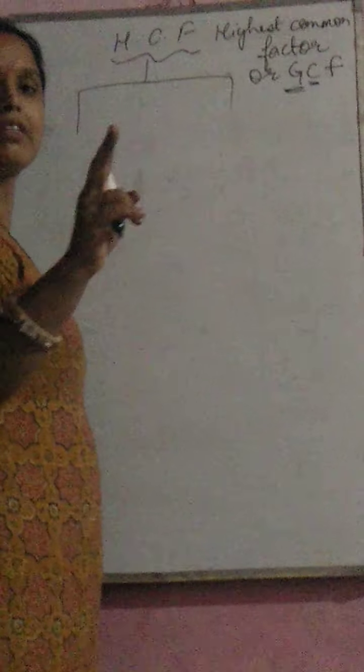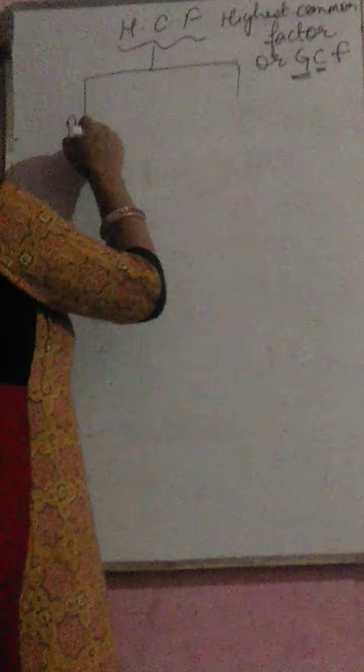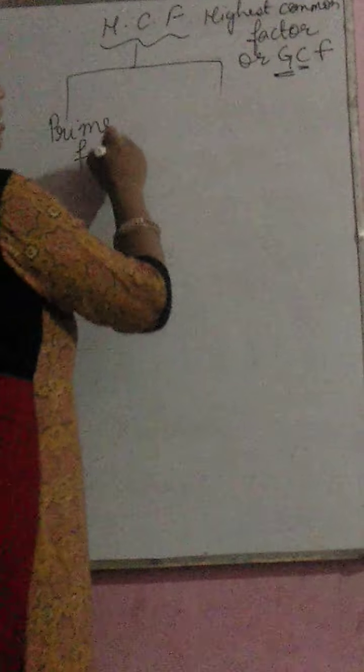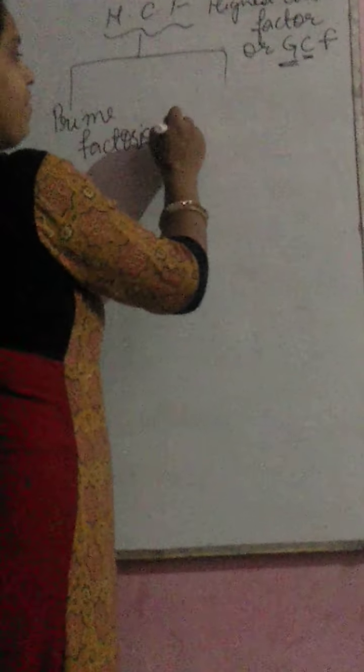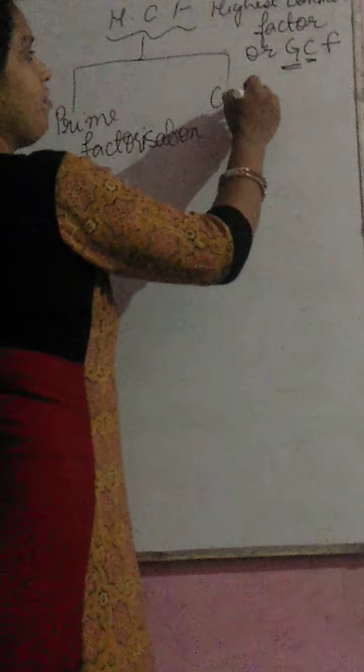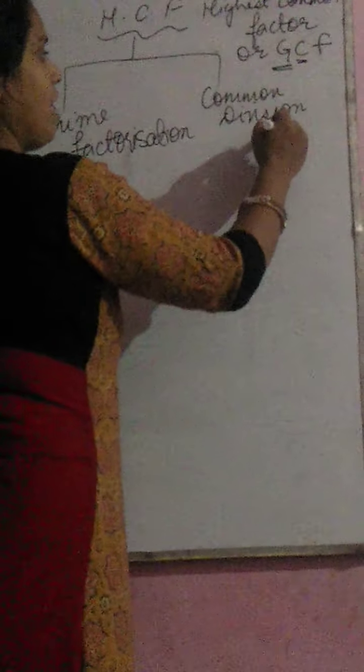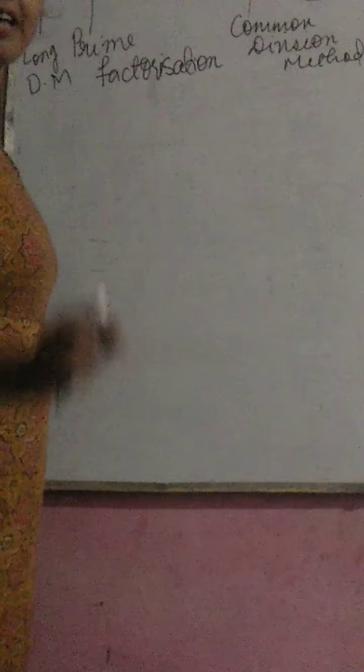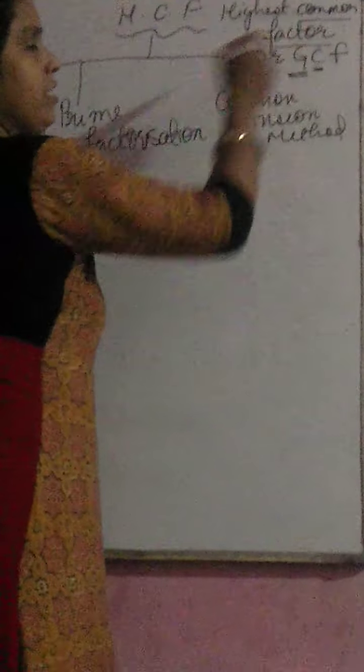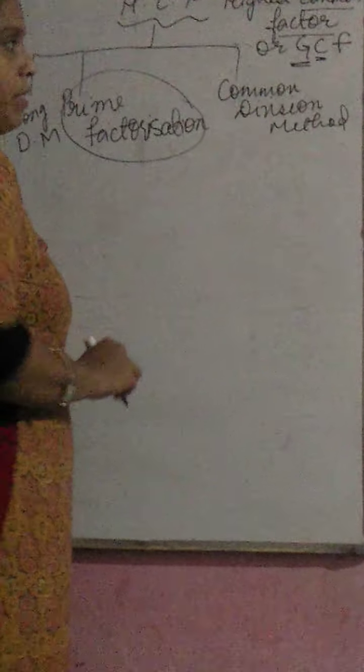Now children, as I have told you in my previous video, prime factorization can be done by two methods: factor tree and division method. Similarly, this HCF can be found by three methods: prime factorization, common division method, and the third one is long division method. Common means same, and a factor is a number that comes in a table. In this video, I will be explaining the prime factorization method.